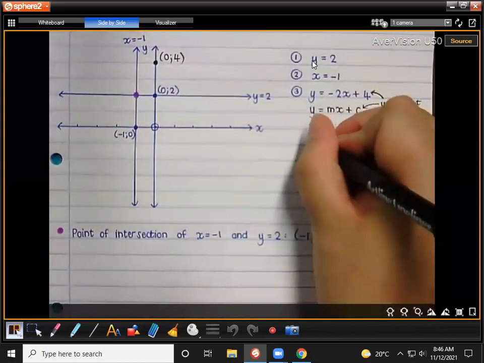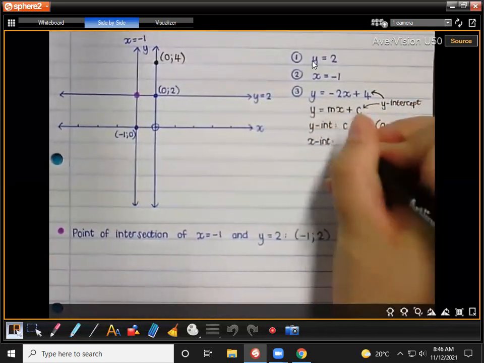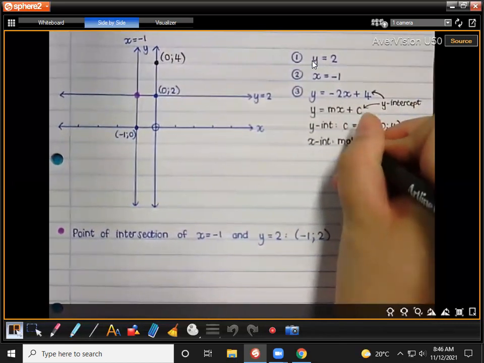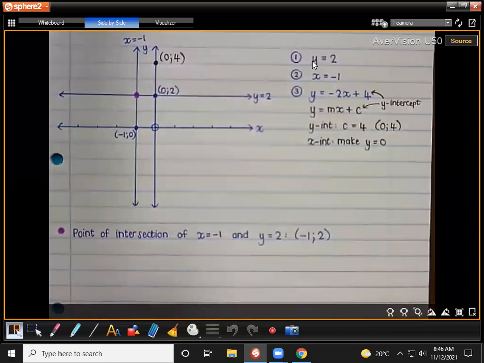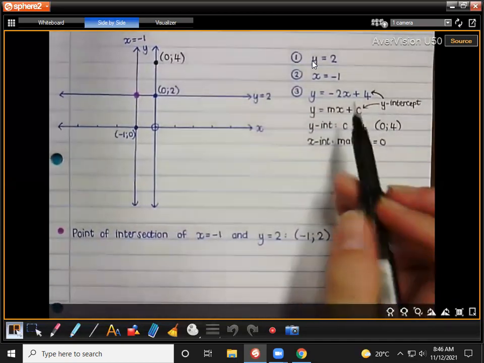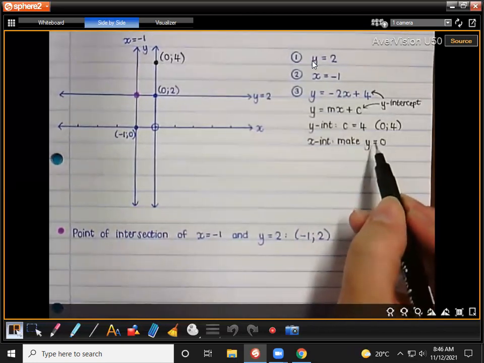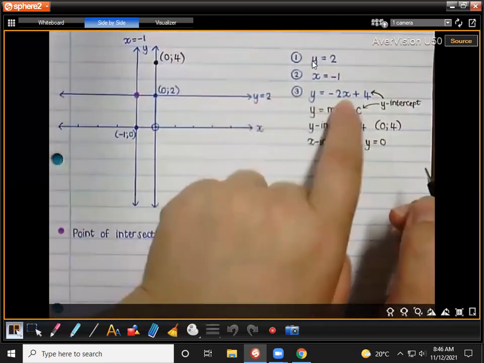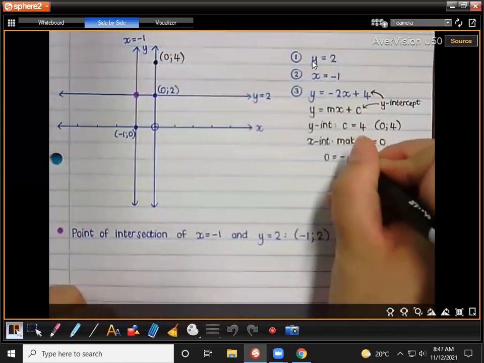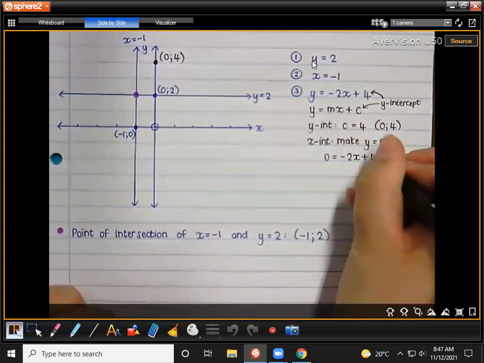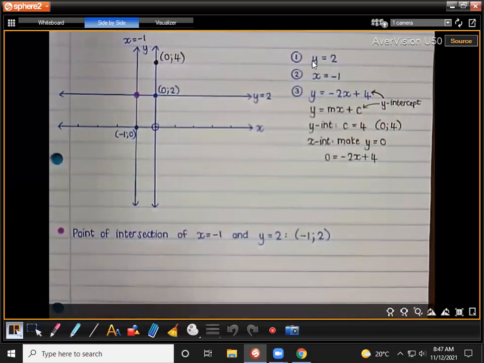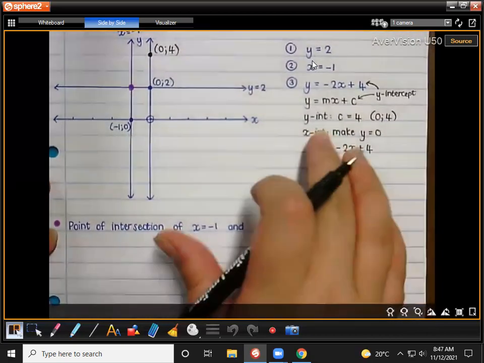Now to find the x-intercept, I know that it's been a while since we've done this. You have to make y equal to 0. That you must remember, guys. To find your x-intercept, you always have to make y equal to 0 in the equation they've given you. So in this equation, y equals negative 2x plus 4, I'm going to make y equal to 0. So I write 0 equals negative 2x plus 4. And now I must solve for x, an equation where x is the variable.